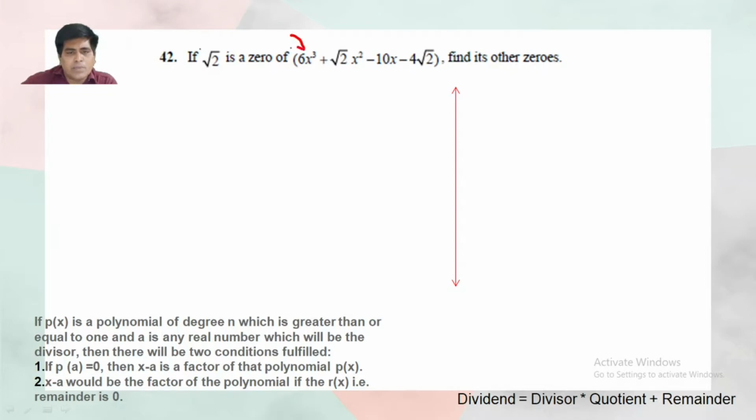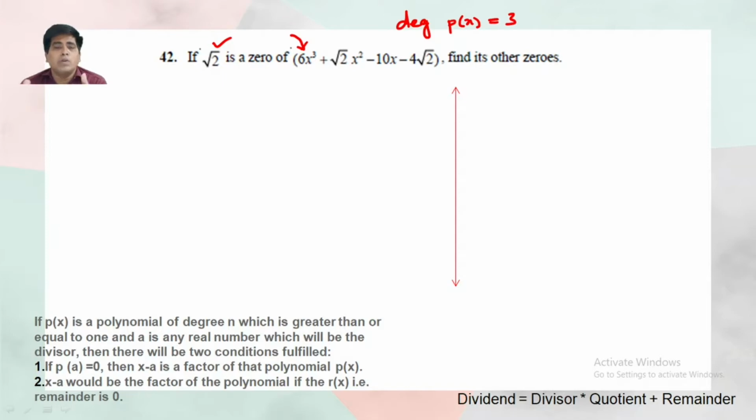What is the degree of this polynomial? The degree of this polynomial is 3. I am taking the polynomial as p of x. It is 3, so the number of zeros will be 3. Out of 3, he has given 1 for us. So we have to find out 2 more zeros. How will we get these 2 more zeros?